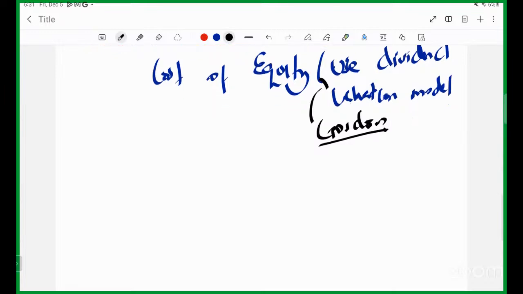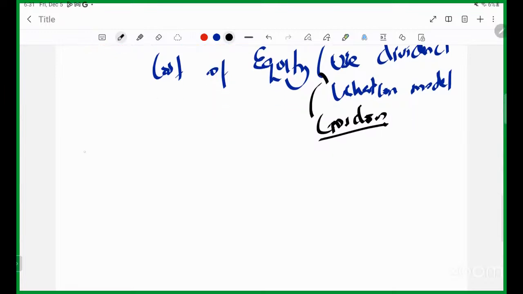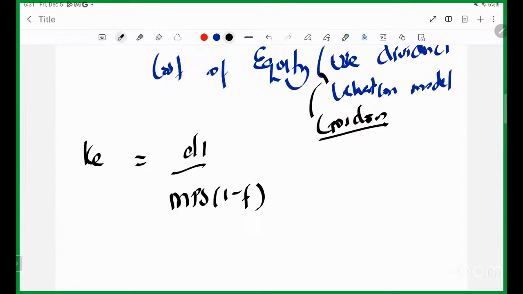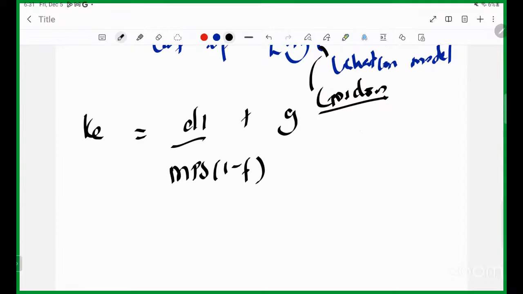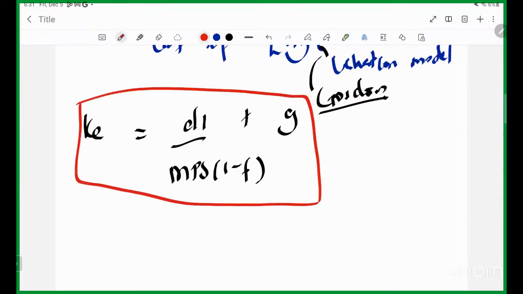Don't forget that the cost of equity is equal to, if you have the future dividend, the future dividend over the market price per share. If you have any flotation costs, you less them off from here, plus the growth rate, or G. This is how you find the cost of equity using the dividend valuation model.